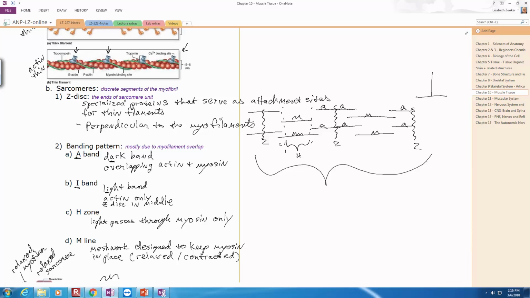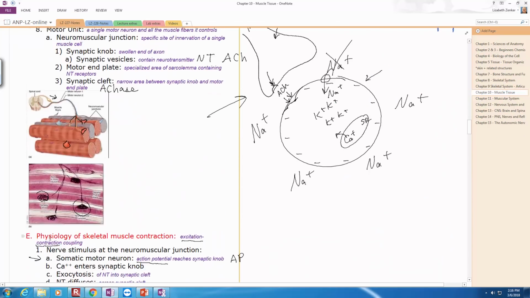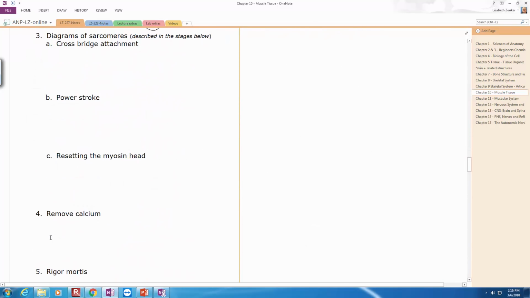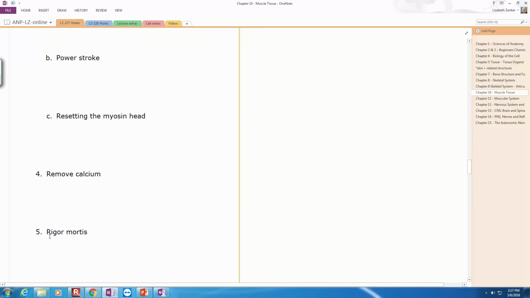So play with this idea before we come back on Thursday about what changes on, are there changes with A, I, H, or M on the banding pattern when it contracts and relaxes? And I'll redraw the picture. I'm going to fill in verbally the notes for the power stroke, resetting the myosin head, removing calcium. But I want you guys to think about that part because we've already said it verbally a couple times. But I will fill in these notes, so when we come back, we'll briefly review everything that happened there, and then we can talk about the rest of that story and rigor mortis. Who doesn't like talking about rigor mortis, right? All right, awesome.